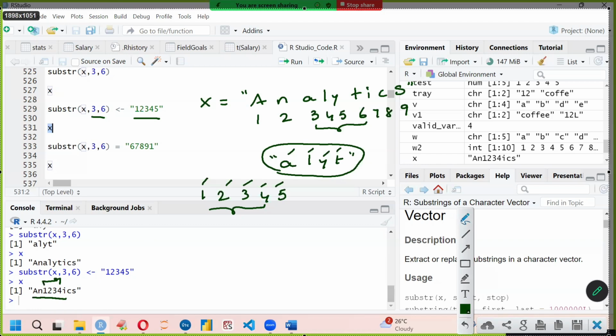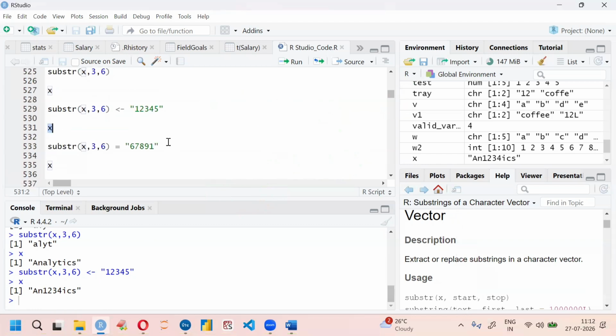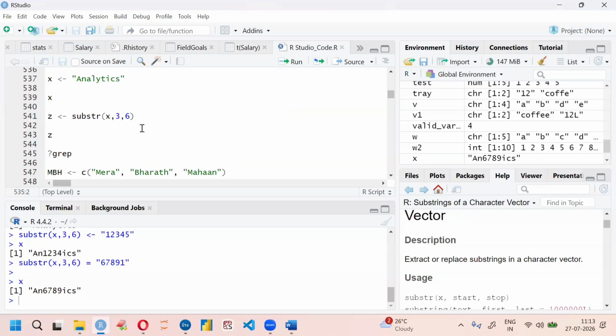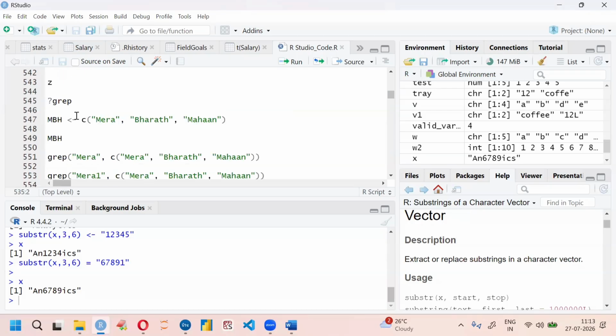Fine. And come here. Next, substring x comma 3 comma 6, with 6, 7, 8, 9. Here also there are five elements, so that is not possible. It will take only 6, 7, 8, 9. Correct? See, it is only taking 6, 7, 8, 9. Fine. And next, another thing we have is called grip.